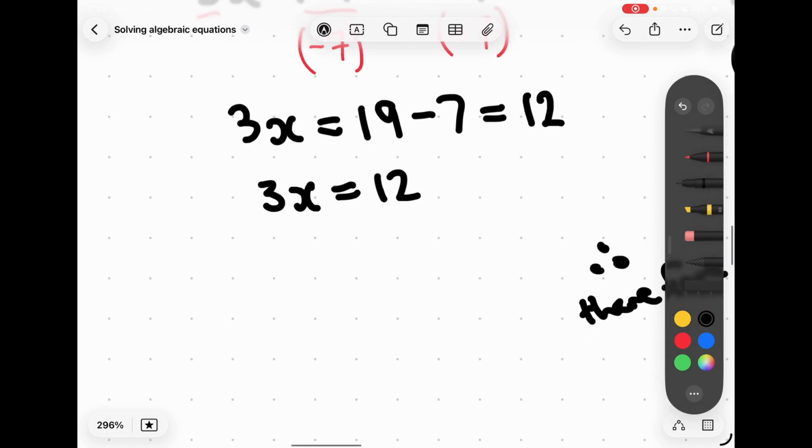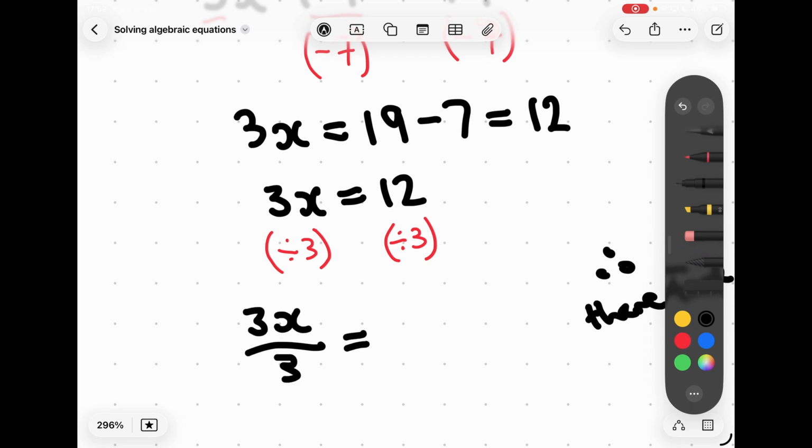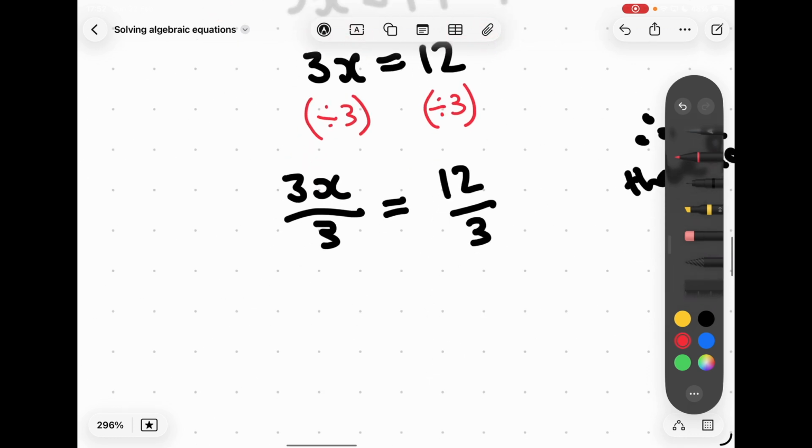So now the last thing we're doing to our variable is we're timesing by 3. So the opposite of that is divided by 3 on both sides. Now whatever we do to one side of the equation, we have to do to the other. So now we get 3x divided by 3 is equal to 12 divided by 3. So remember, we can cancel these out. And we get x is equal to 12 divided by 3 is 4. Easy peasy.